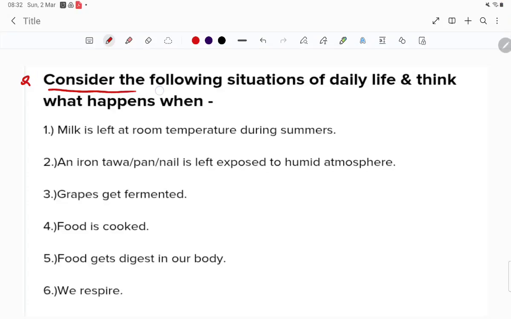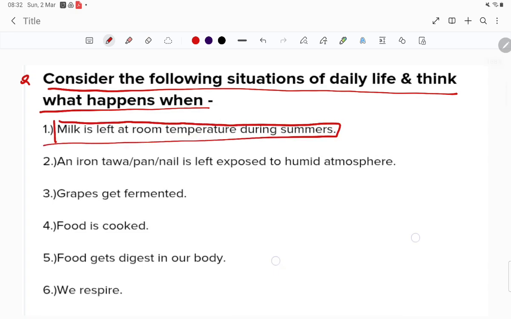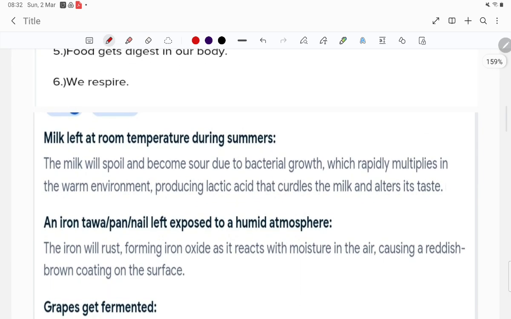Consider the following situations of daily life and think what happens when. The first one: milk is left at room temperature during summer. So at room temperature, if you leave the milk, what is going to happen? Now see the answer, student.